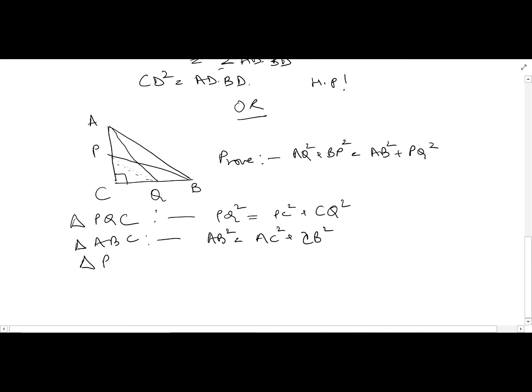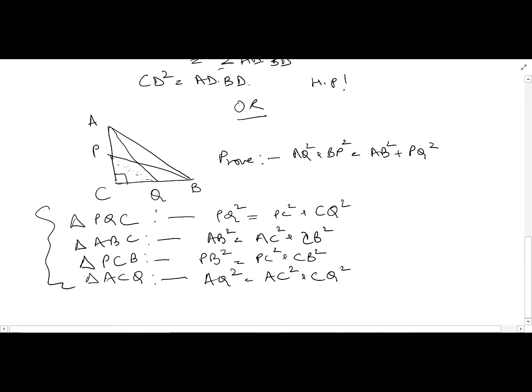Now consider triangle PCB. So PB is the hypotenuse. PB square is equal to PC square plus CB square. And again triangle ACQ, where AQ is the hypotenuse. So AQ square is equal to AC square plus CQ square. So this is what we know. All the right angled triangles that can be made here, we have all these.